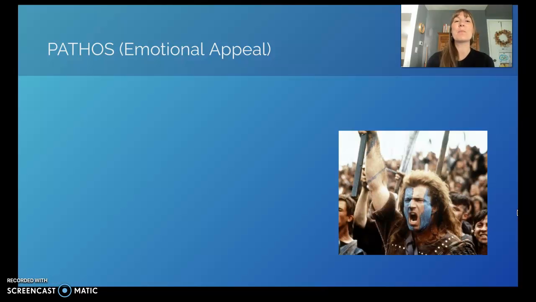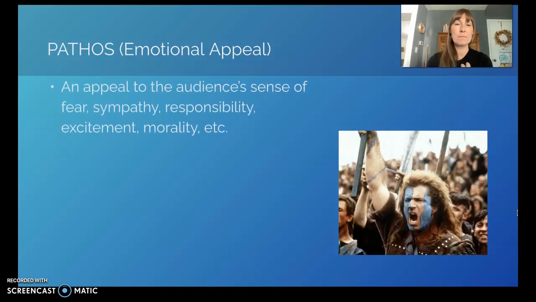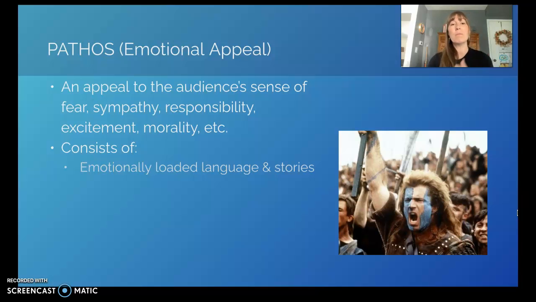All right, so now let's talk about those pathos appeals or emotional appeals, the ones that really tug at our heartstrings and then persuade us through that means. So this may be an appeal to your audience's sense of fear, sympathy, responsibility, excitement, morality. It can be positive emotions as well as negative emotions, because both can be tremendously powerful. It can also consist of emotionally loaded language or very emotionally charged stories and anecdotes. Maybe they include vivid descriptions that really help to paint a certain picture associated with a certain emotion.